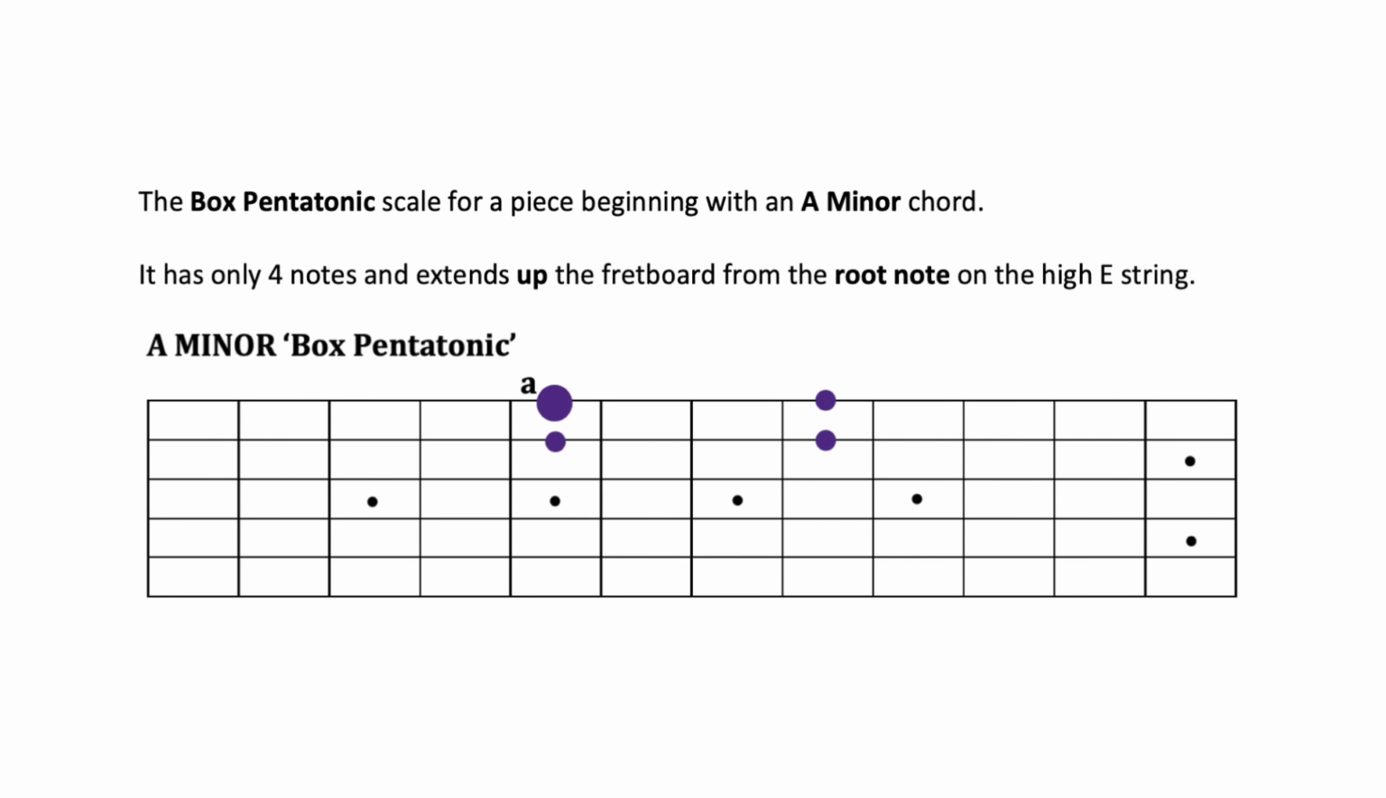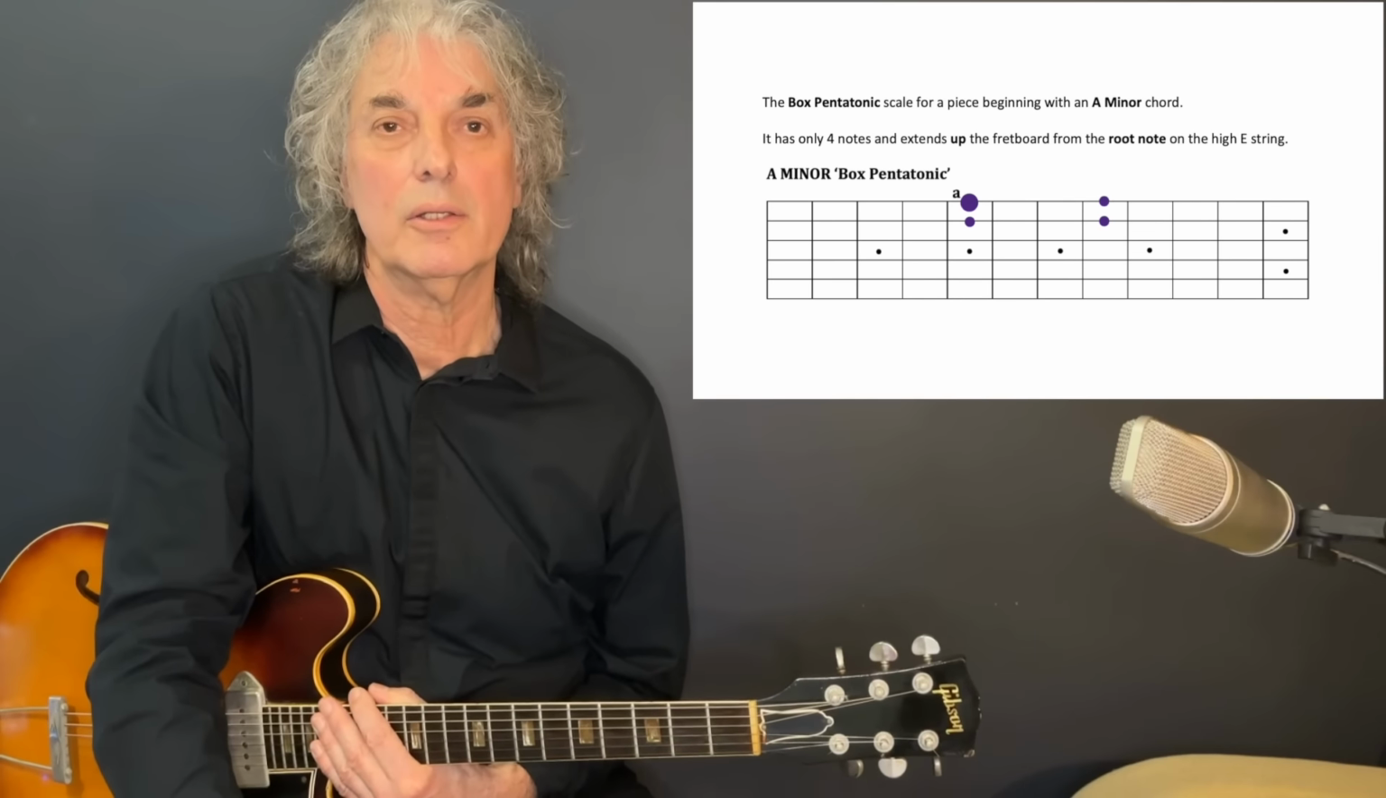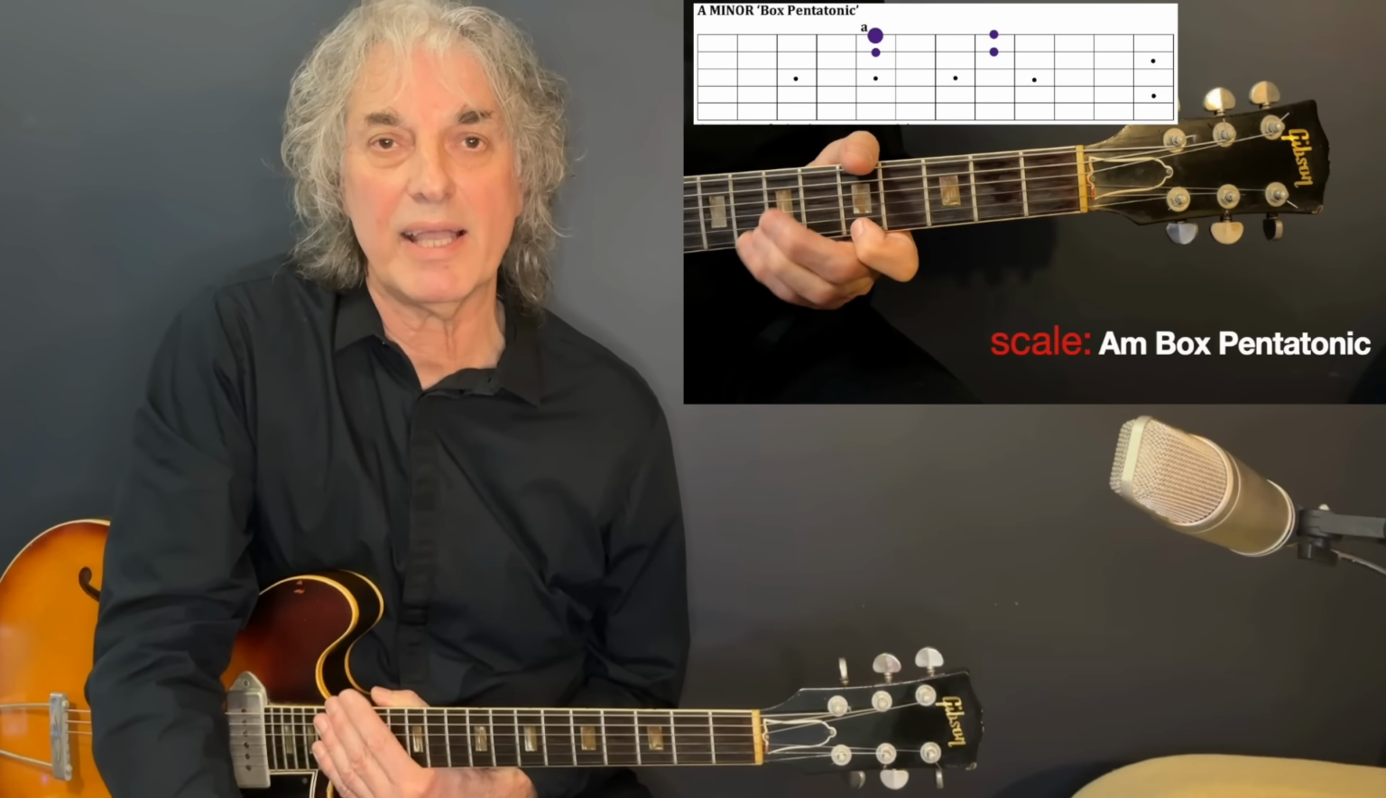The box pentatonic for a piece beginning with an A minor chord. It only has 4 notes and extends up the fretboard from the root note on the high E string. Now a solo demonstration over the backing track video.